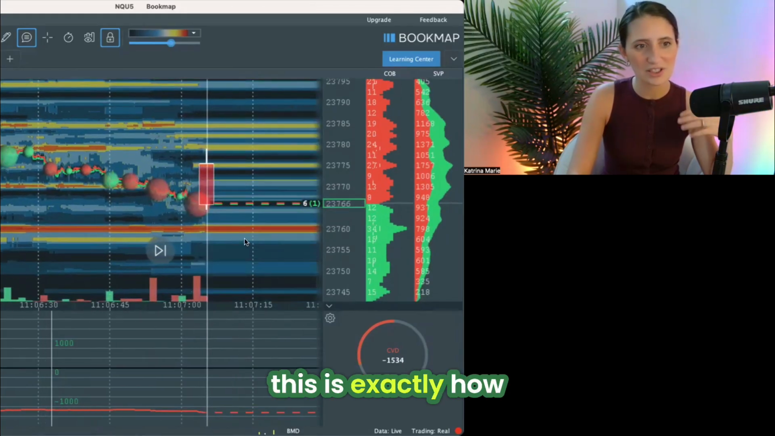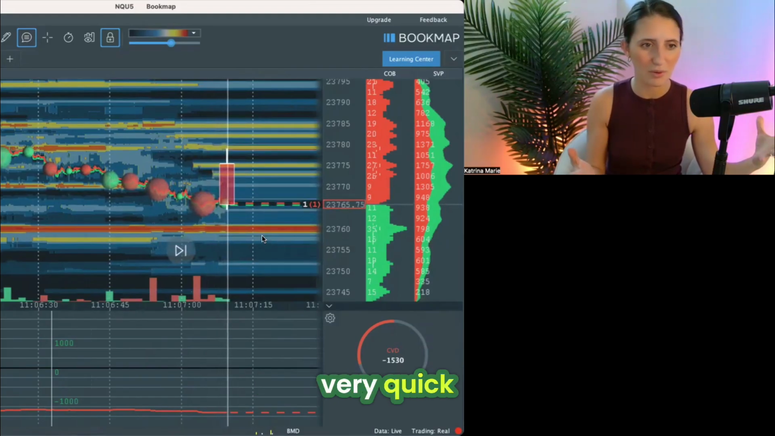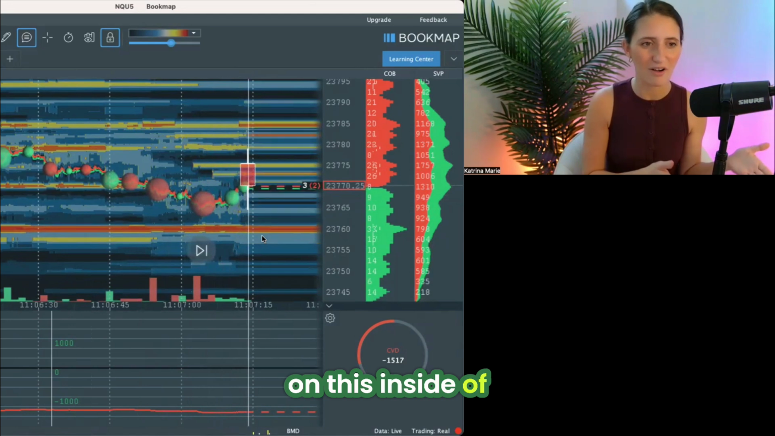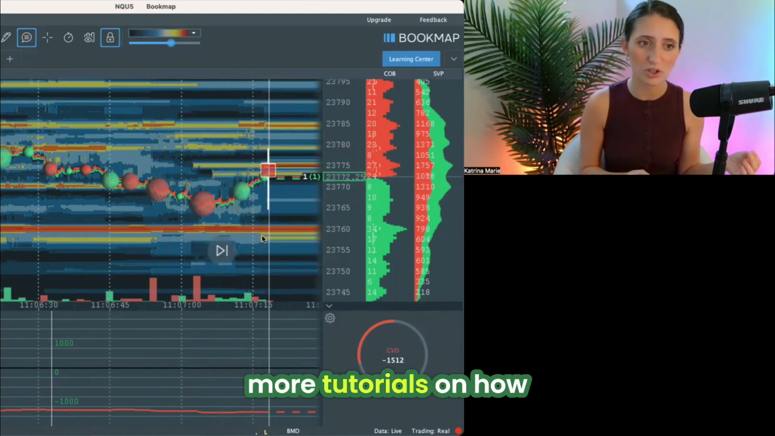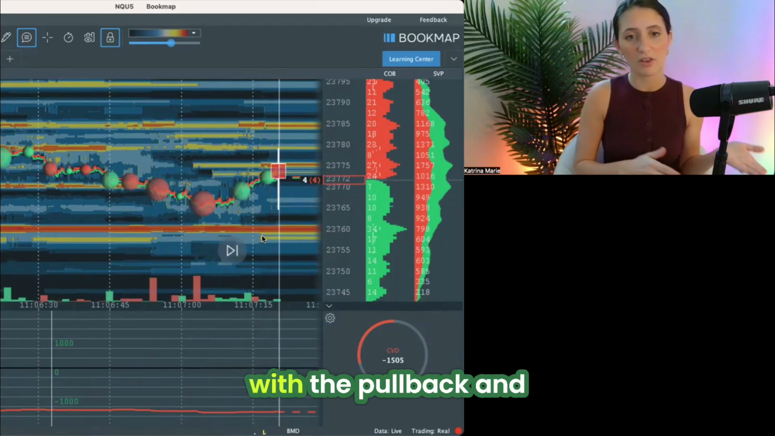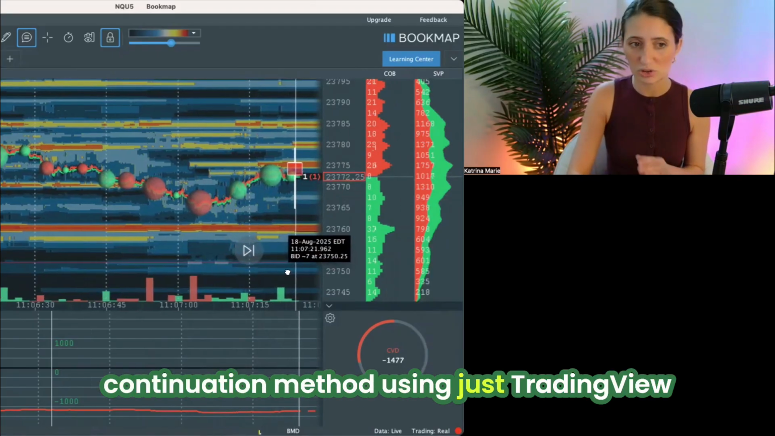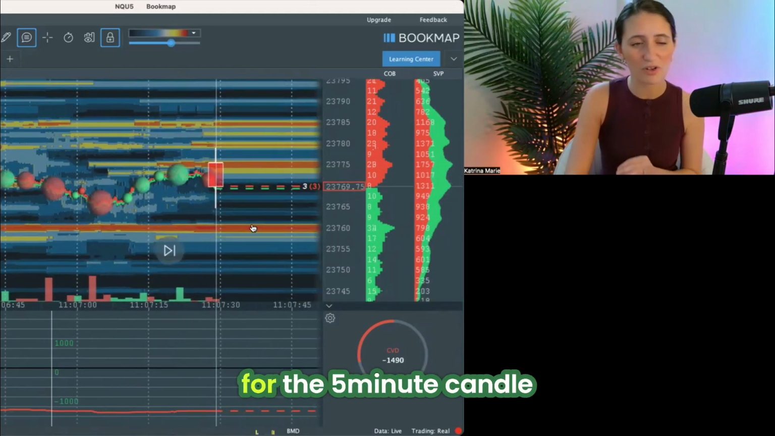So this is exactly how you can utilize the 5 minute candle hack. I know this was very, very quick. I have in-depth tutorials on this inside of the WAP community. And I also have more tutorials on how you can do it with the pullback and continuation method using just TradingView.